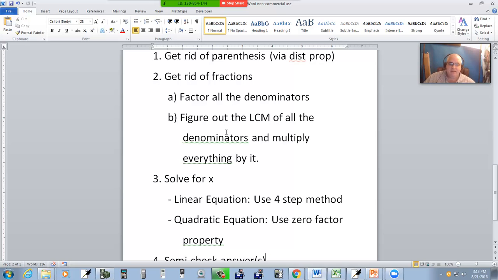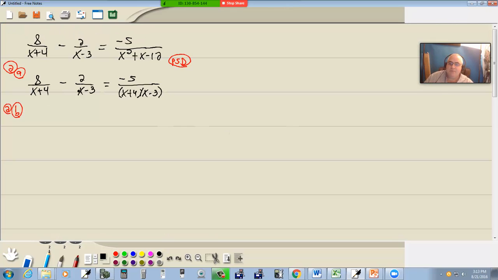B, figure out the LCM of all the denominators and multiply everything by it. Now that we got the denominators factored, let's take a look at each factor. I'll start with the x plus 4. Now I'm looking for the greatest number of x plus 4s in a single denominator. There's one here, none here, one here. So the greatest number of x plus 4s in a single denominator is 1.